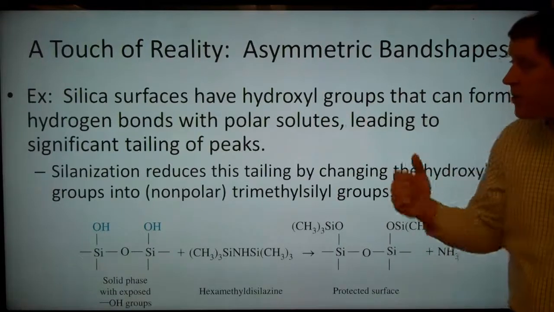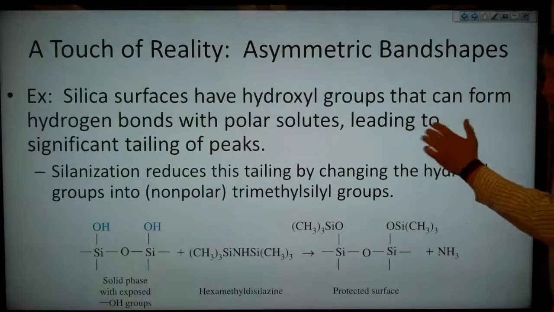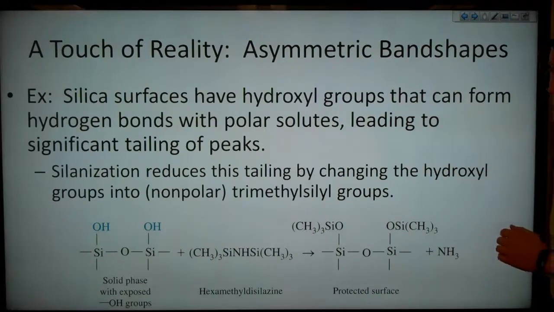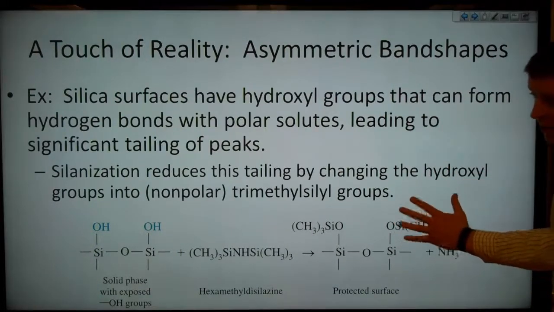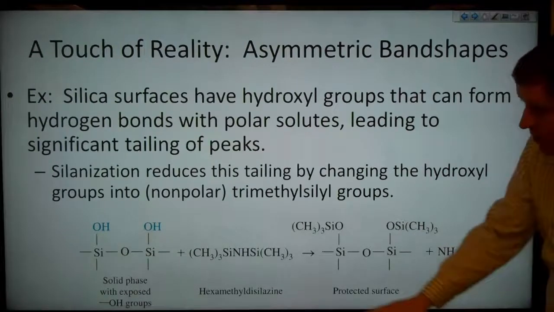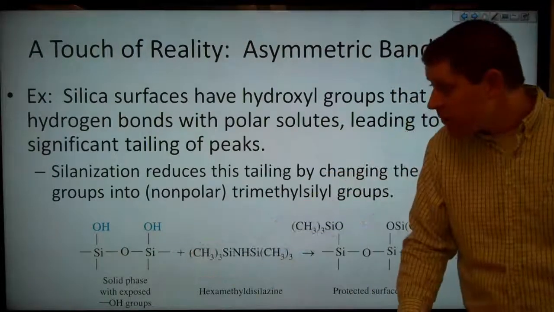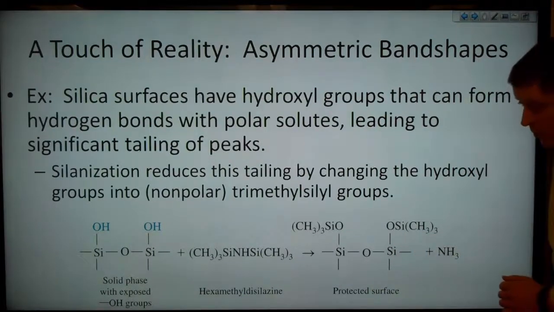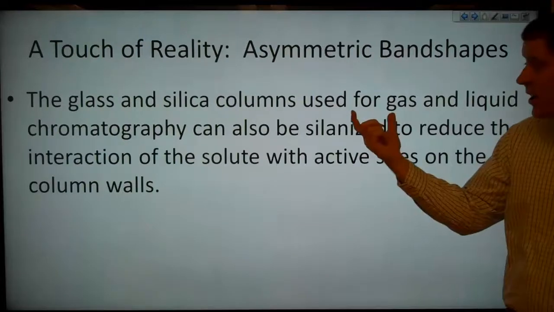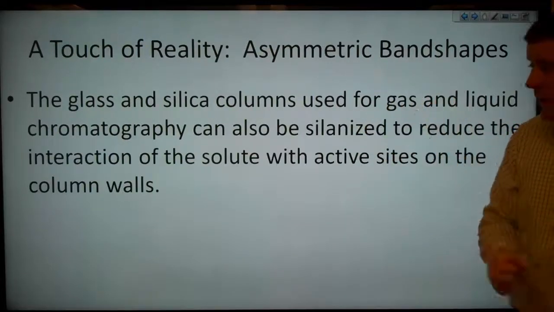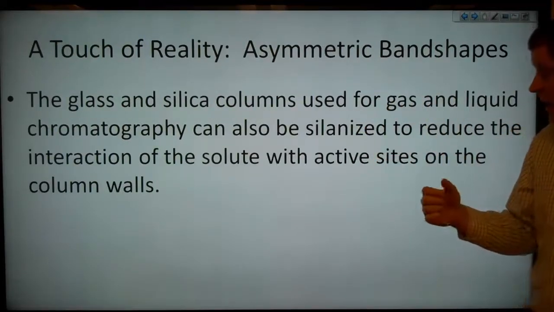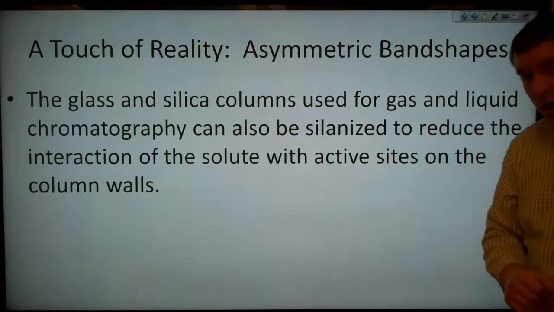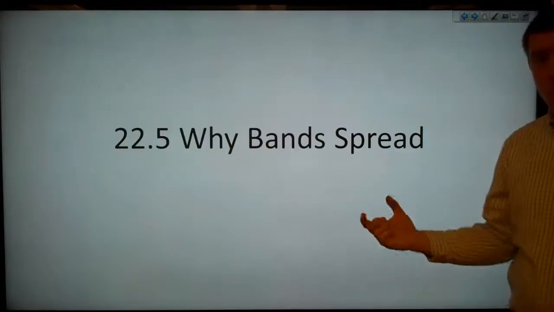For example, silica surfaces have hydroxyl groups that can form hydrogen bonds with polar solutes, leading to a significant tailing of peaks. And silanization reduces this tailing by changing the hydroxyl groups that we have on the end into nonpolar trimethylsilyl groups. The glass and silica columns used for gas and liquid chromatography can also be silanized to reduce the interaction of the solute with active sites on the column walls. So that was why bands spread.